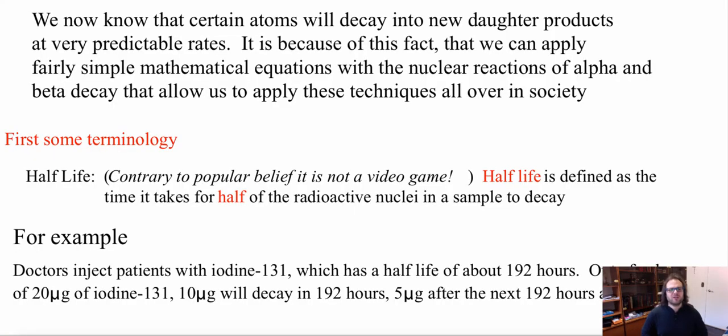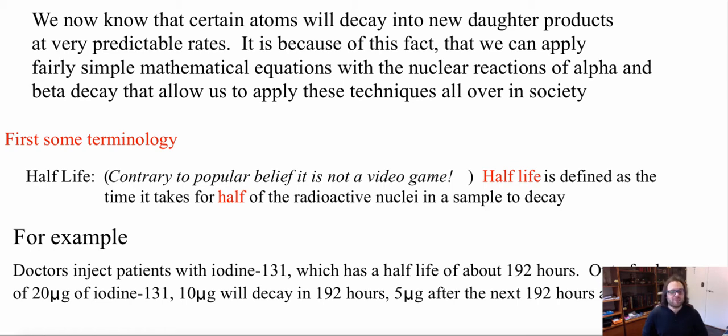Although we cannot tell the exact time of when a nucleon will decay from the nucleus in an atom, what we can do is predict very accurately the probability of when it will decay. By knowing these predictability rates, we can apply a fairly simple mathematical equation with nuclear reactions of alpha and beta decay that allow us to use these techniques all over in society, like what we talked about earlier. So first we have to know some terminology.